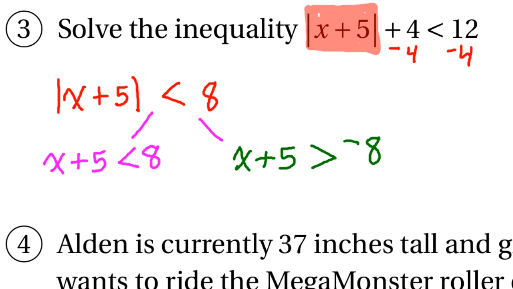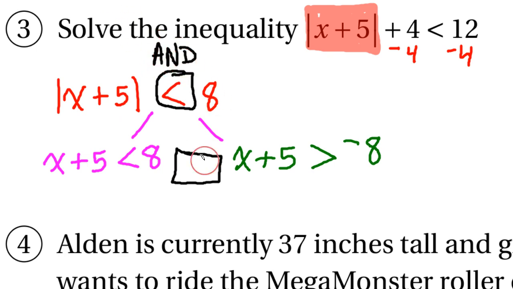But to make things even more complicated, the fact that this is an inequality means that there has to be a link between these two problems. Because this is a less than problem, this is going to mean that we're going to need to say and as the link between these two problems. So when we're done, we're going to have to use and as a way to think about our solution here.